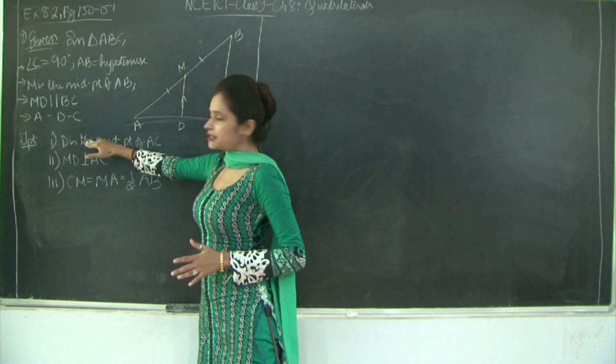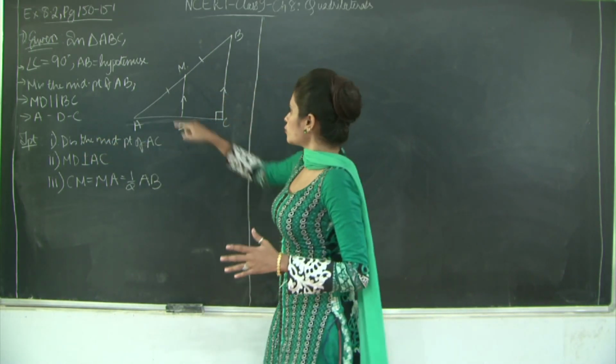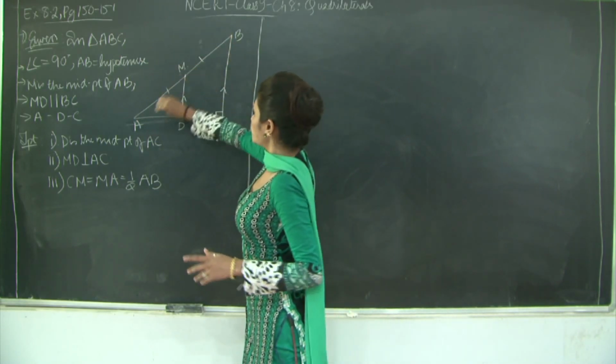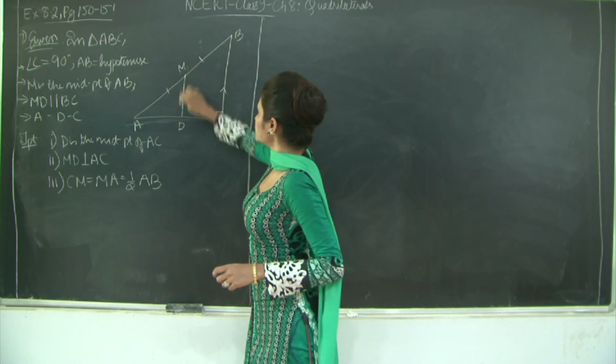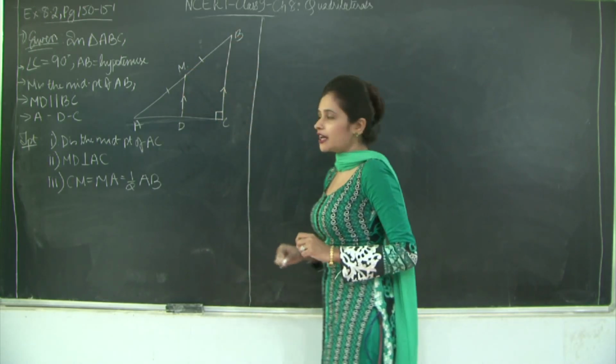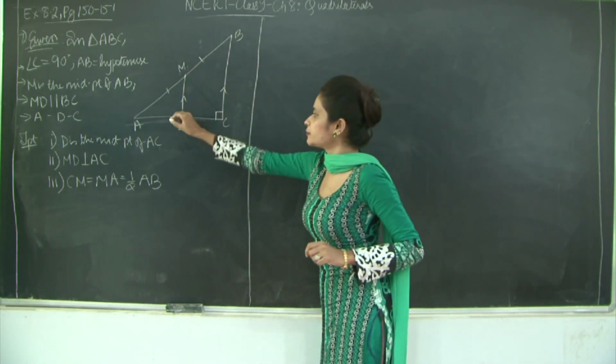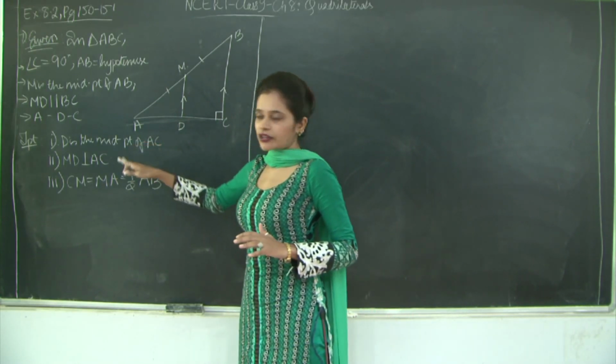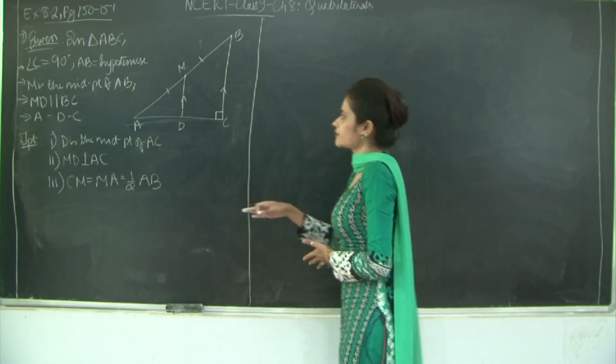So the first point, D is the midpoint of AC. If you notice in your triangle ABC, it's been given that M is the midpoint of AB and MD is parallel to BC. This is given. Therefore, through the midpoint theorem, D is the midpoint of AC. Correct? About the second question, I'll show it to you right now because it's very simple.